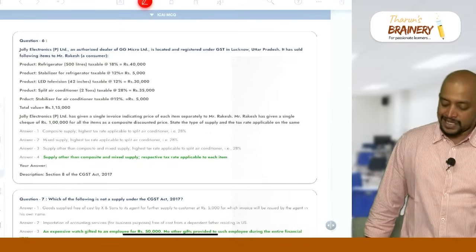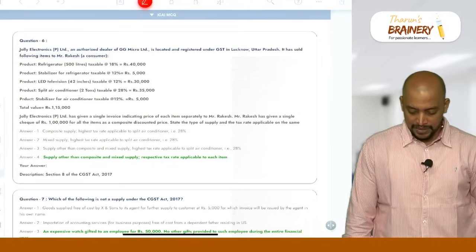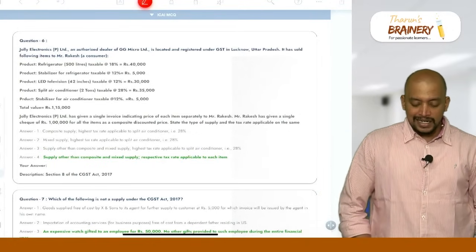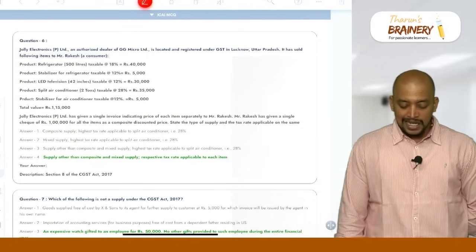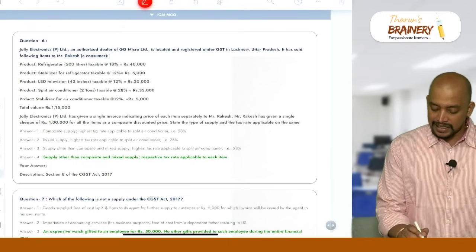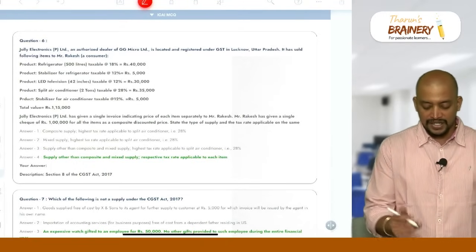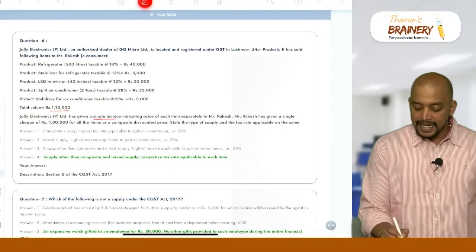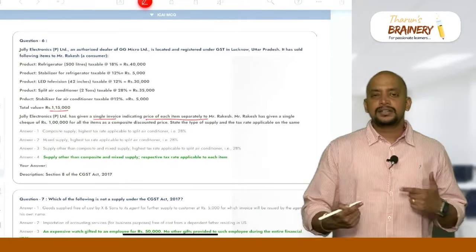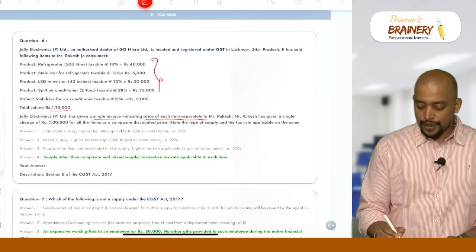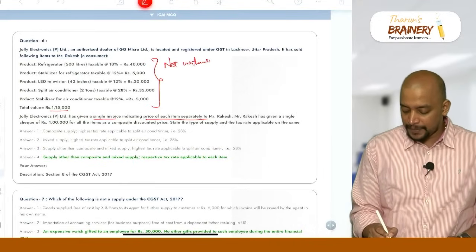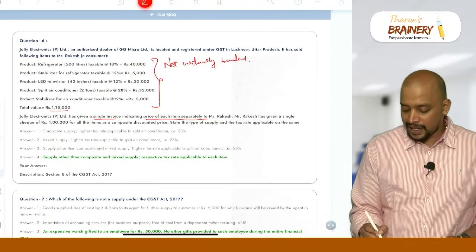Jolly Electronics Private Limited, an authorized dealer of GG Micro Limited, is located and registered under GST in Lucknow, Uttar Pradesh. It has sold the following items to Mr. Rakesh, a consumer: refrigerator, stabilizer, LED television, split AC, stabilizer for AC, total value 1,15,000. Jolly Electronics Private Limited has given a single invoice indicating price of each item separately. Means, it is not a composite supply, because it is not naturally bundled.